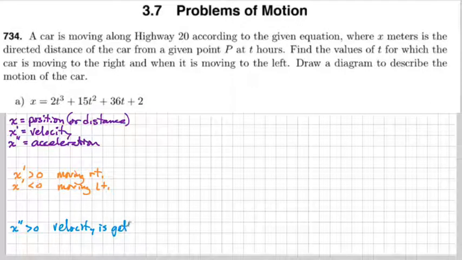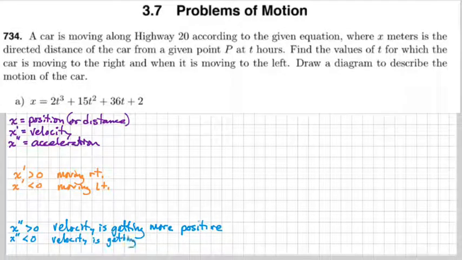X double prime, when positive, is when velocity is getting more positive. And when x double prime is negative, it's when velocity is getting more negative. Now that's kind of weird to say, a number getting more positive and a number getting more negative. So I want to give you guys some extra stuff here, kind of like clicking on this and blowing it up, to help you understand what it means when the velocity is getting more positive or more negative.